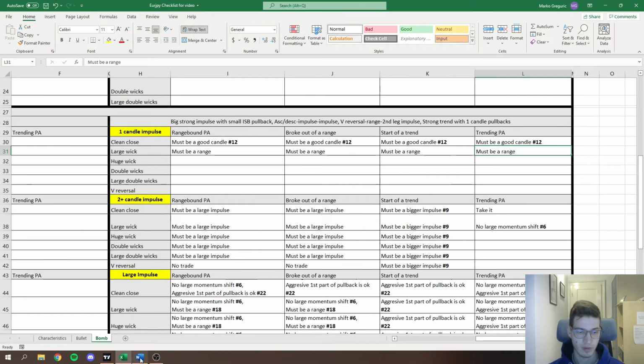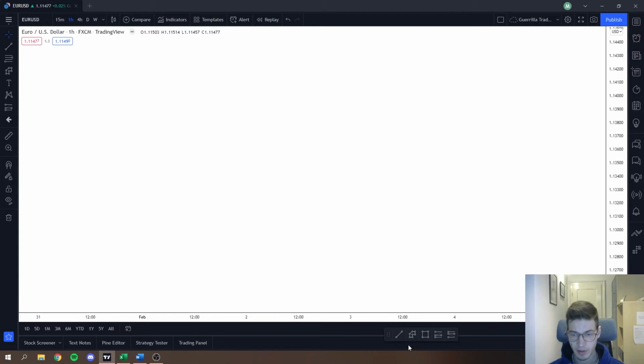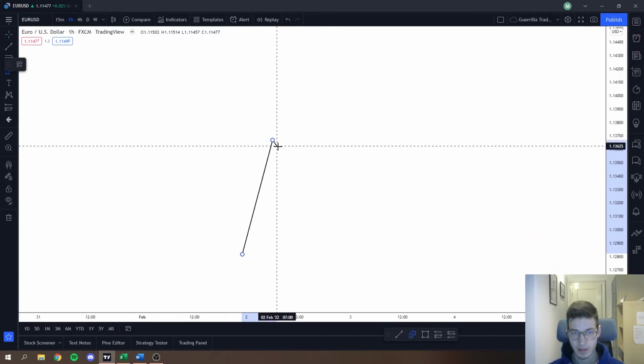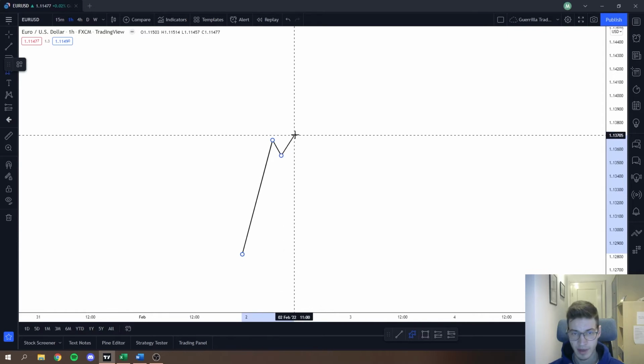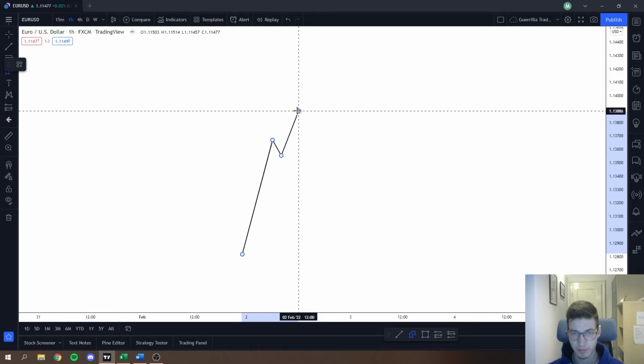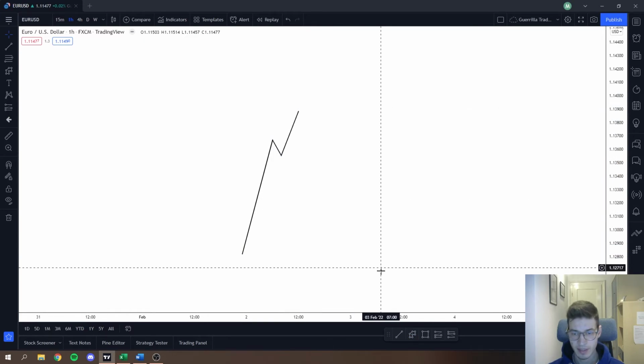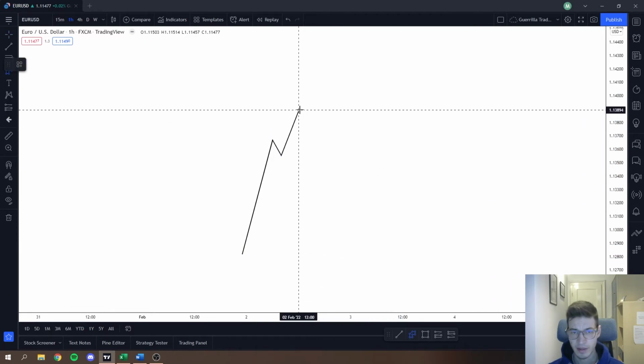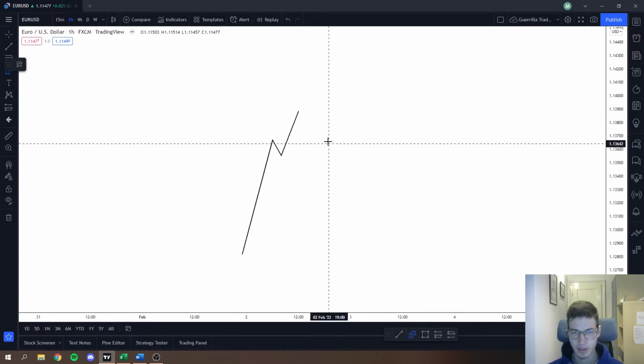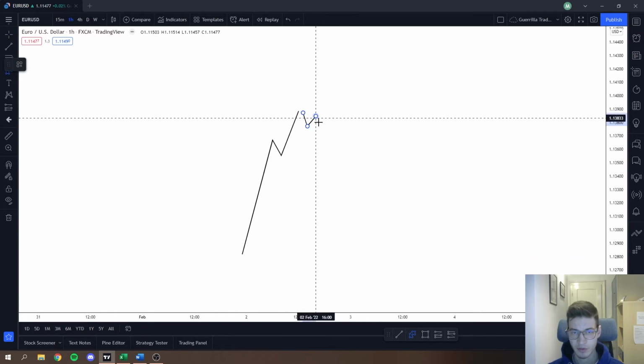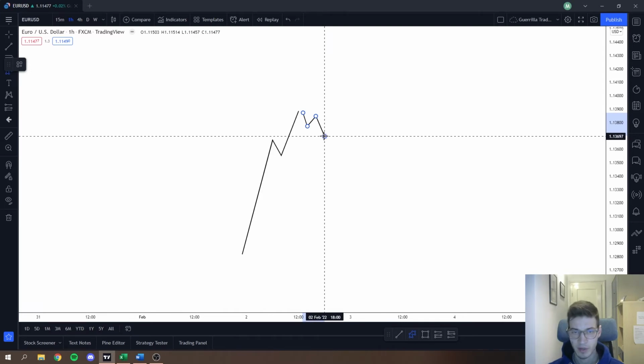Now let me draw it so that you can maybe understand it better. So we are trending, we have this large impulse, small inside bar pullback, and a one candle continuation. Imagine now that there is a large wick on this impulse. Then if I see a reversal to the entry point, if I just see a reversal, it's a no trade. If I see a straight bump or a flag form from here without a range, it's a no trade.